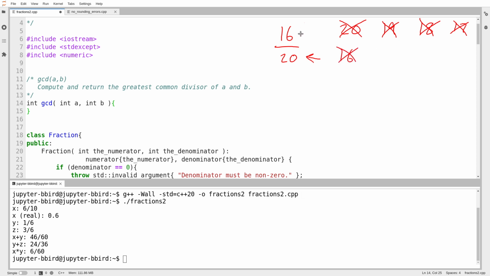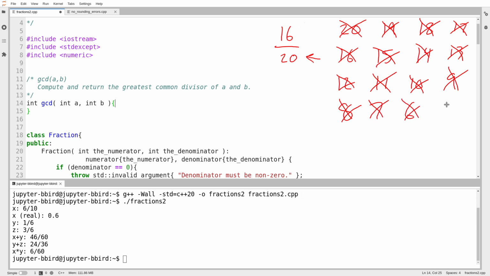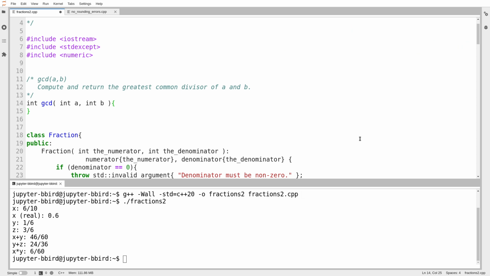So 16 doesn't divide 20. It does divide 16. 15, nope. 14, nope. 13. And then I keep going. I'm actually going to go through this all the way through. Okay, 7 doesn't, 6 doesn't, 5 doesn't, and then I try 4, and it does. 4 does divide 16 evenly, and it does divide 20 evenly. So 4 is my greatest common divisor. So all I do is start from one of the numbers and walk downwards until I find a number that divides both things evenly. Okay, so we'll try that.